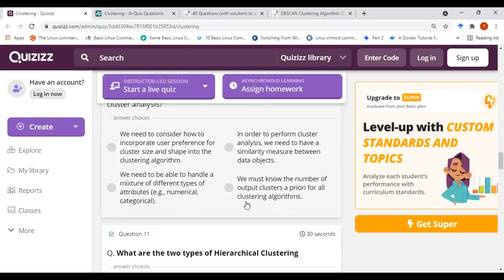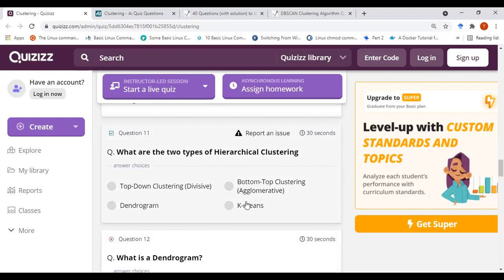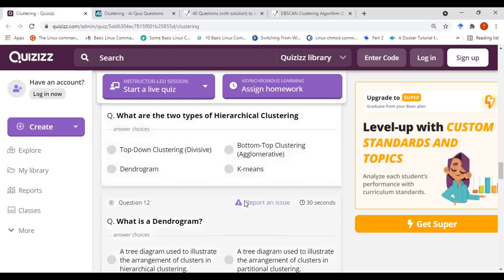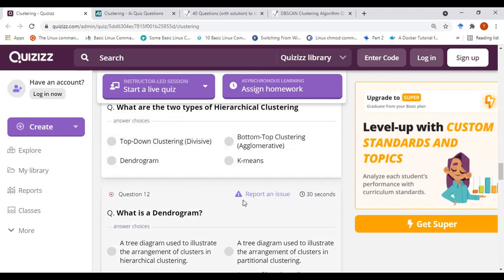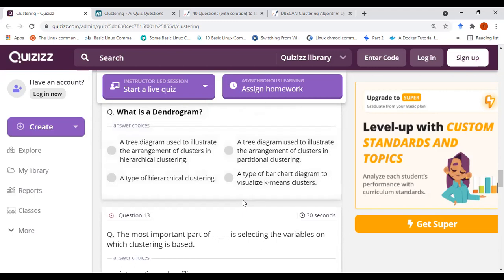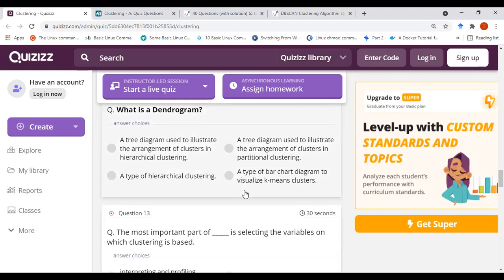So this is a basic question. Yes, we skip kar dete hain. Two types, kaun si hai ji? Top down and bottom. Bottom top, hai? Bottom up hona chahiye na, bottom top. What is a dendrogram? A, ठीक है, A is the answer.